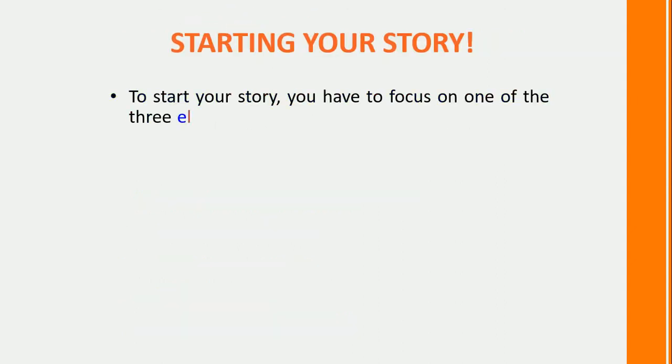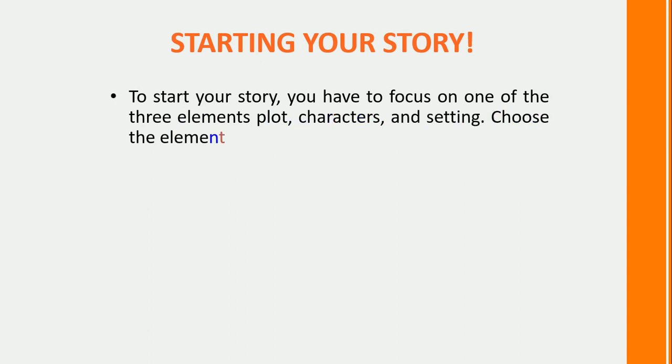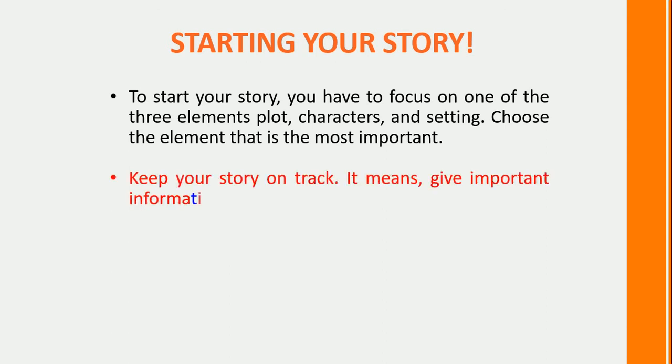Starting your story. To start your story, you have to focus on these 3 elements: plot, character, and setting. Choose the element that's most important. So when you start writing, you have to think ahead of time. Beforehand, you should think of plot, character, and setting in your mind. So the first thing, keep your story on track. It means give important information about your narrative. It means that you should keep the plot on track. You should give the most important information about your narrative.